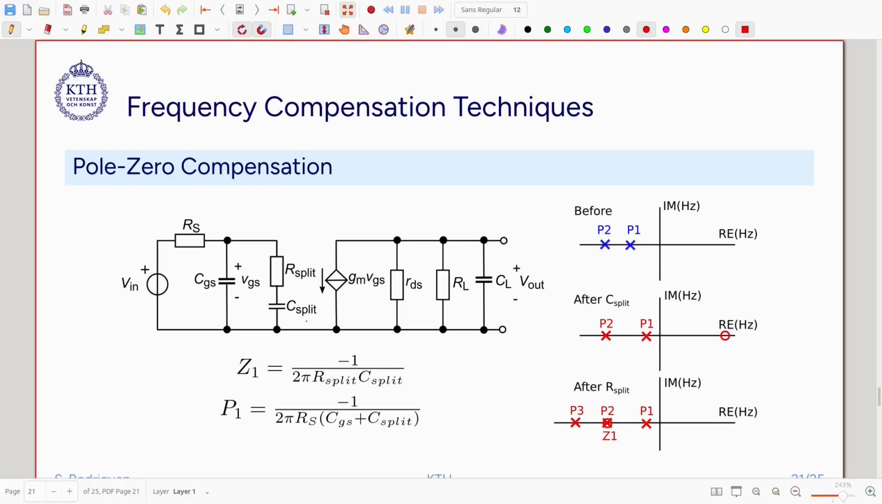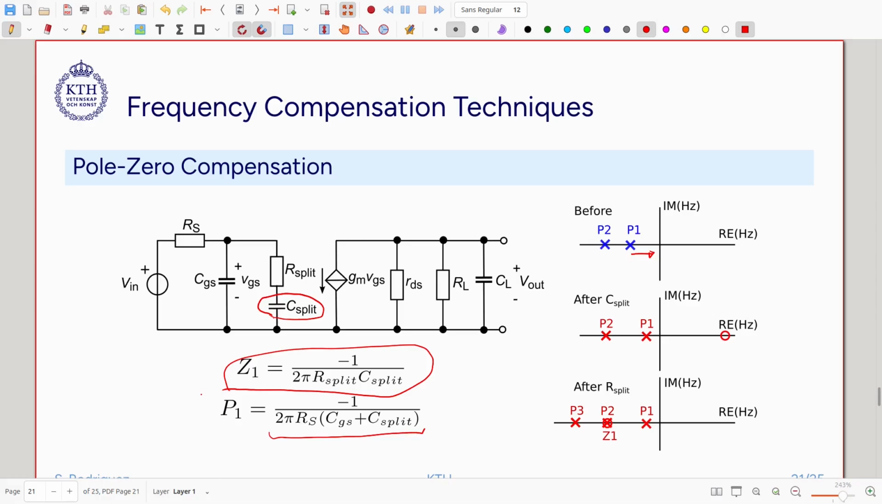So we will be needing a much larger C-split in order to achieve the same result as with the Miller capacitance. So there is no Miller effect here. So for the position of the pole, we take again the first pole at the input. We have that the first pole we move to a lower frequency, P1 here after C-split, and it will take this value here. And if we add a resistance to this capacitor, R split, we will also be adding a zero, and the position of this zero is this one here.